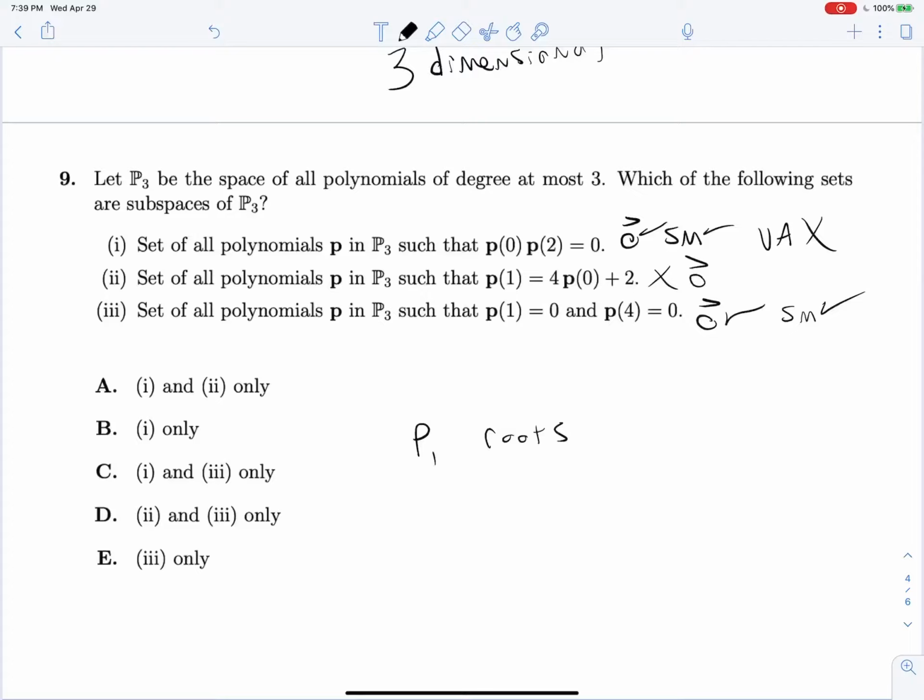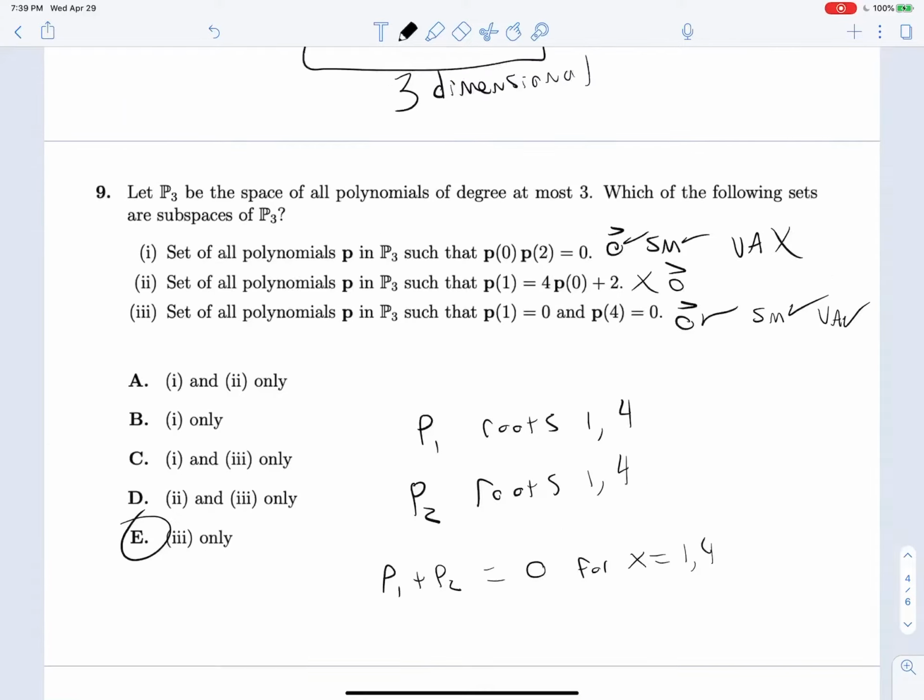so it has roots of 1 and 4. We have a second polynomial with roots 1 and 4. What happens when you add them together? Well, you don't actually have to distribute anything. We can just say P1 plus P2. We know that when we plug in 1 to P1 and 1 to P2, we get 0. 0 plus 0 will still give us 0. And the same thing for 4. So we still get 0 for x equal to 1 and 4. So vector addition is a check, and 3 is our only answer here.